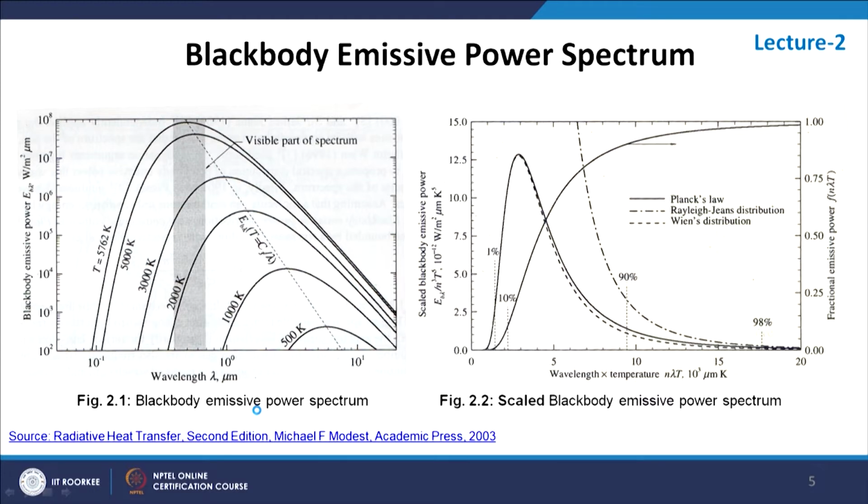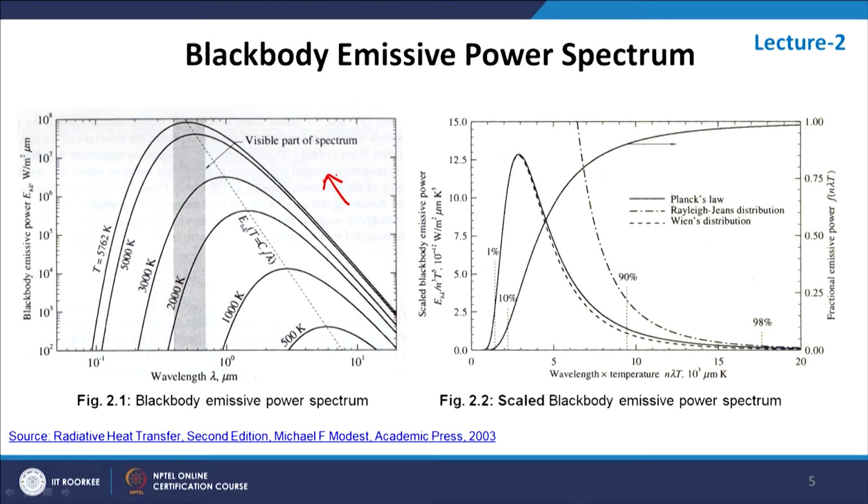On the left curve, what you see is basically the variation of black body emissive power with wavelength. On the x axis we have wavelength, and there are a number of curves on this, each representing a temperature. So, we have plotted these curves as a function of wavelength for different temperatures, and what we see here is that the peak value of the emissive power increases as we increase the temperature.